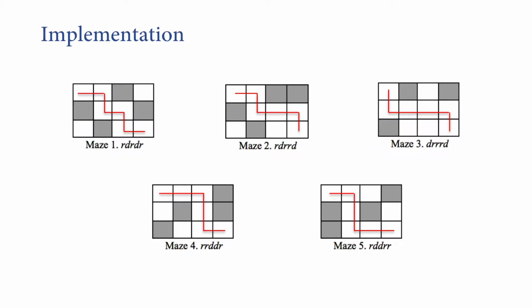Now let's look at the implementation. Here we have taken 5 mazes as our training data set. The DFS algorithm will return the path, or the solving sequence, for all these 5 mazes. For example, for the first maze, it will return right, down, right, down, right. And for the second maze, it will return right, down, right, right, down. Similarly, it will go on for all the mazes in the training set.